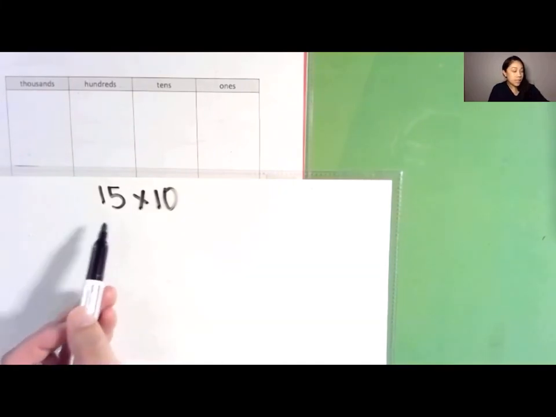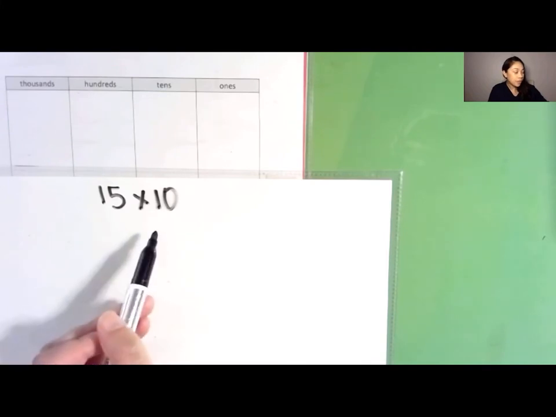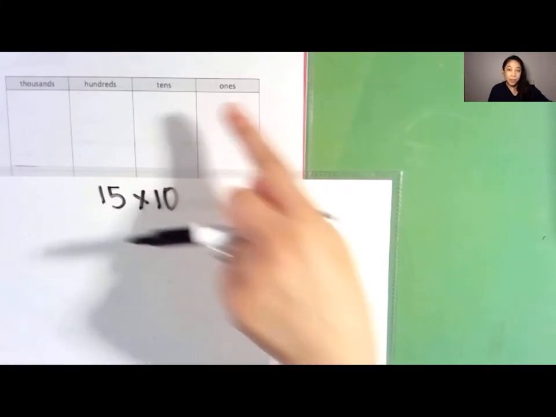Here we have the problem 15 times 10. Here's what I'd like you to do. You're going to pause the video here to do two things. First, draw place value discs to represent the number 15. Then, show how you would multiply 15 times 10 on your place value chart. I'll be here when you get back.